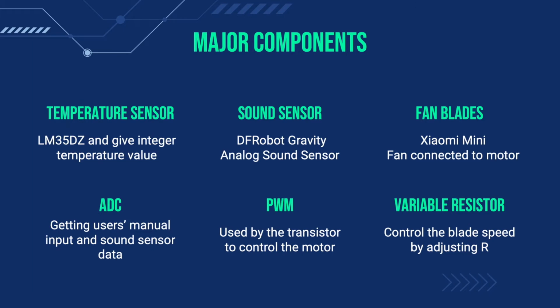For the major components, we have decided to use a temperature sensor which gives an integer temperature value. For the sound sensor, we'll be using DFRobot's Gravity Analog Sound Sensor. And for the fan blades, we'll be using Xiaomi's mini fan connected to a motor. The analog to digital converter, ADC, will be used to get users' manual inputs and also the sound sensor data. The pulse width modulation, PWM, will be used by the transistor to control the motor. And the variable resistor will be used to control the blade speed by adjusting the resistance manually.